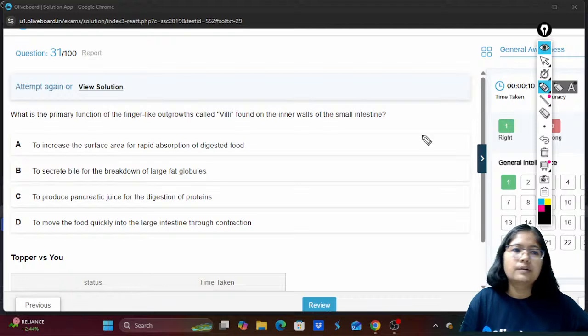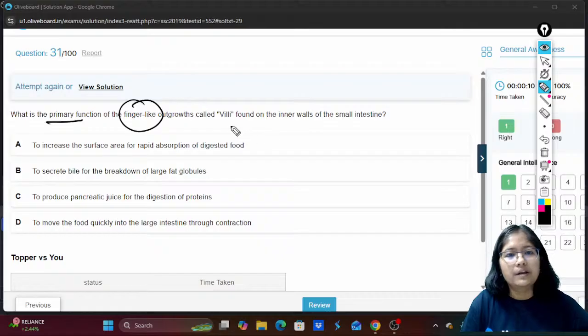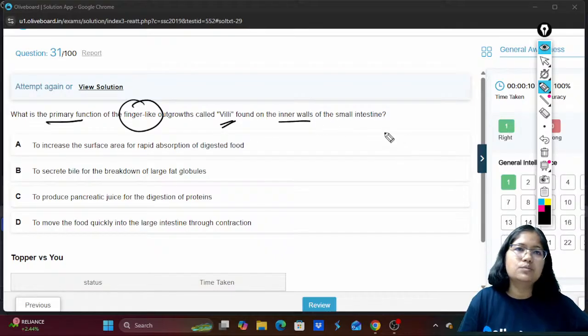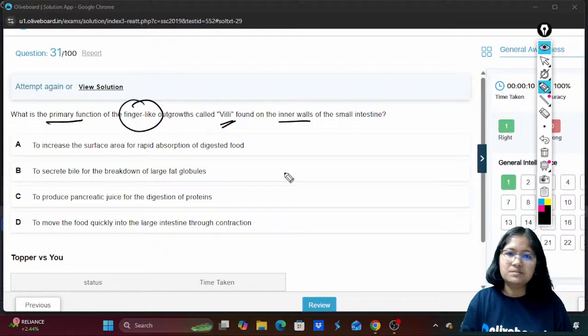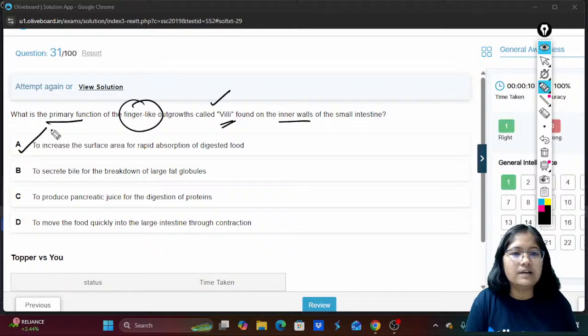Next question. What is the primary function of the finger-like outgrowths? That is villi, which is in the inner walls of the small intestine. While studying the basic digestive system itself, you study that there is villi and microvilli, which are finger-like projections. After you have eaten the food, they will do the thing of absorption. They will increase the surface area for rapid absorption of the digested food.